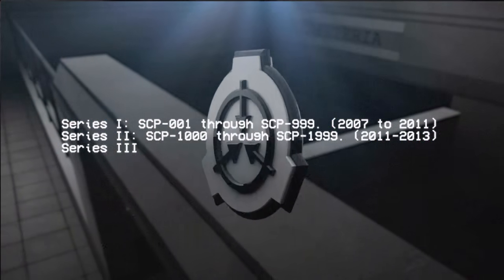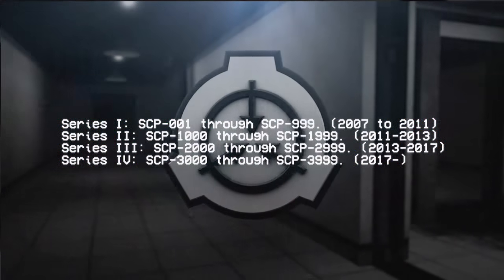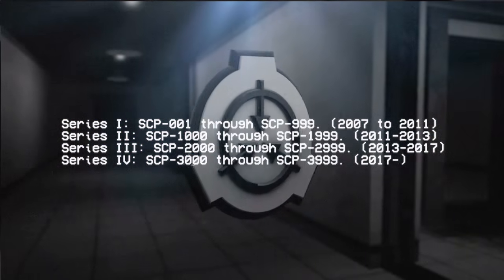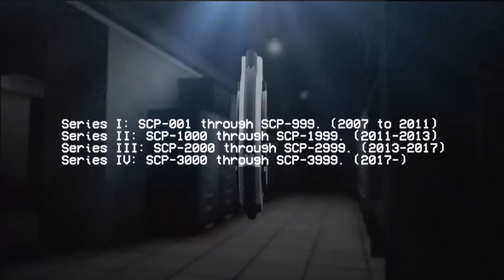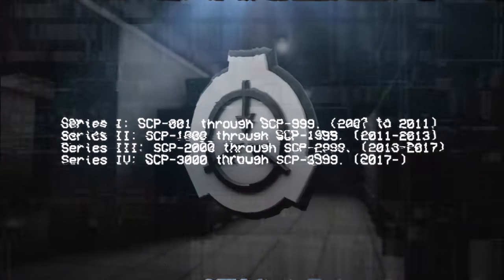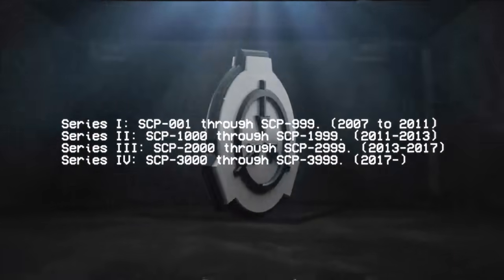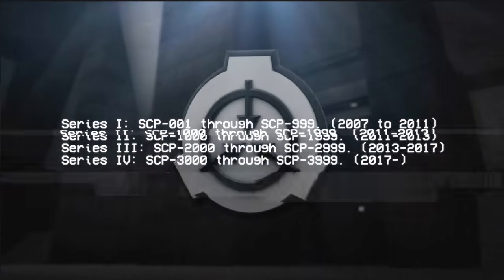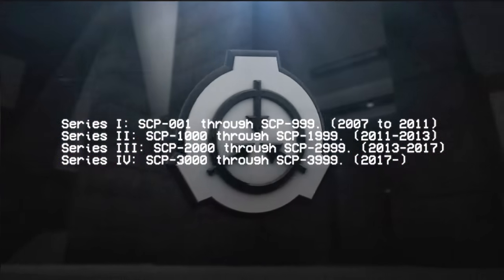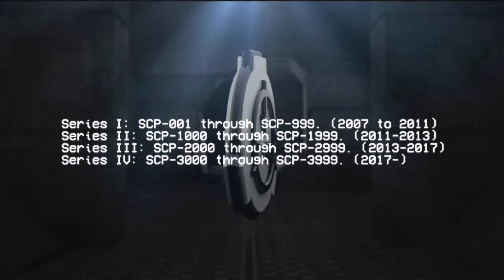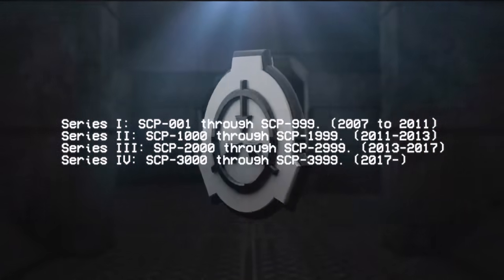Each SCP is given a unique serial number or designation, and on the wiki, you can browse SCPs with designations ranging from 1 to 3,999. They are organized into 4 numerical series. Series 1, SCP-1 through to 999. Series 1 was written from 2007 to 2011.